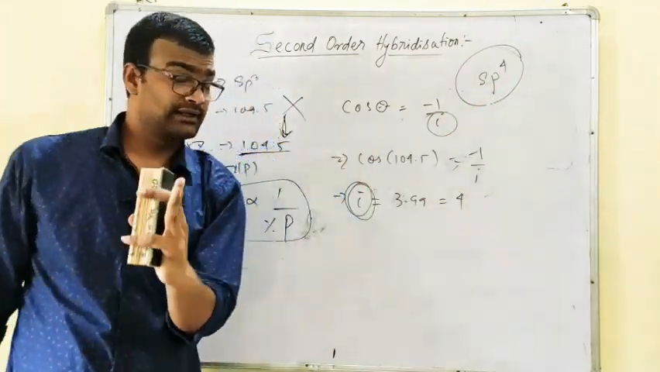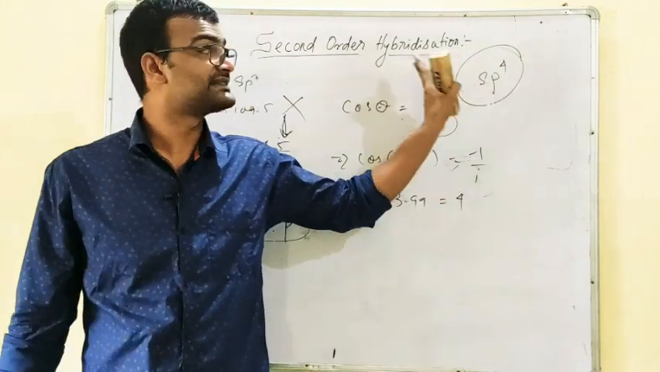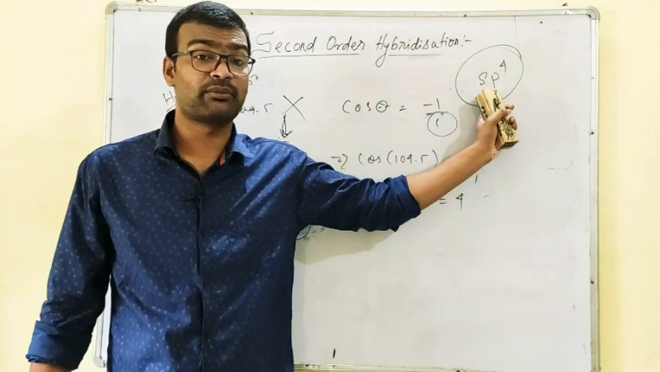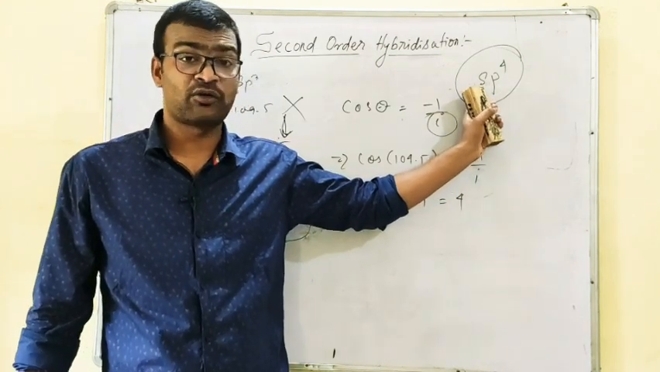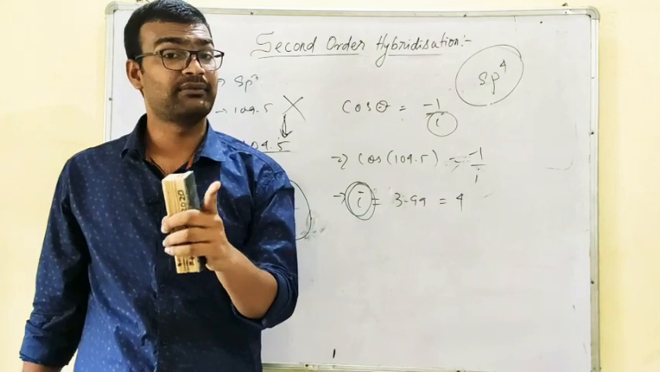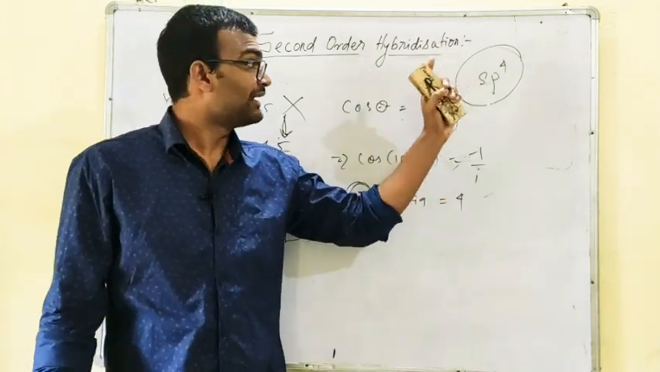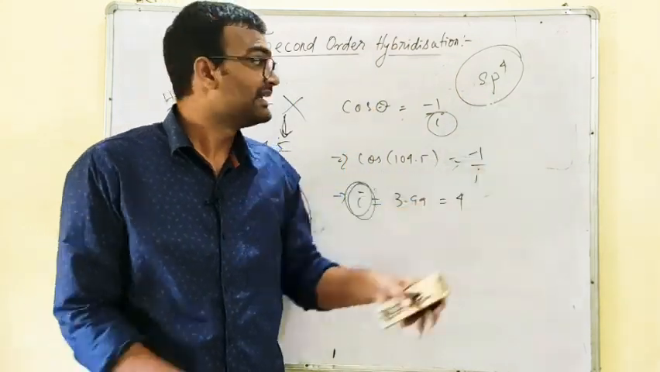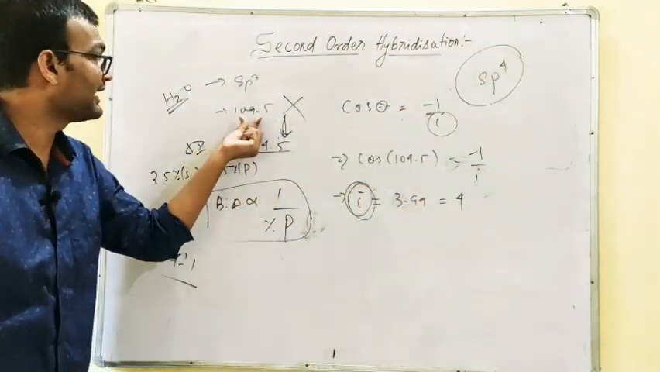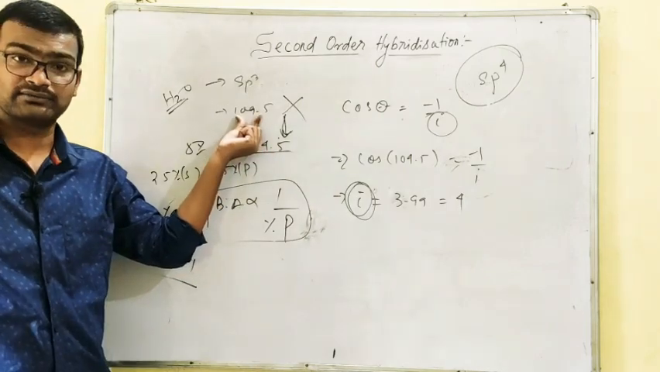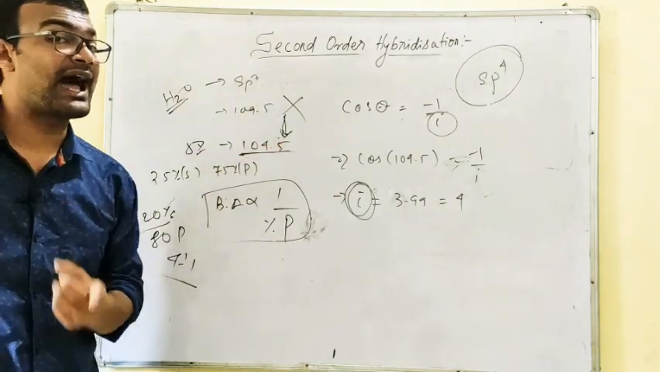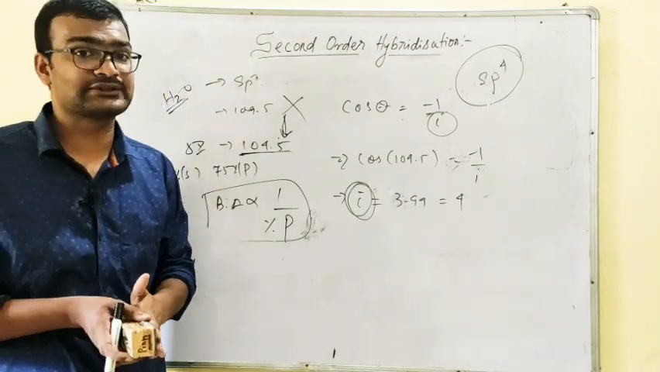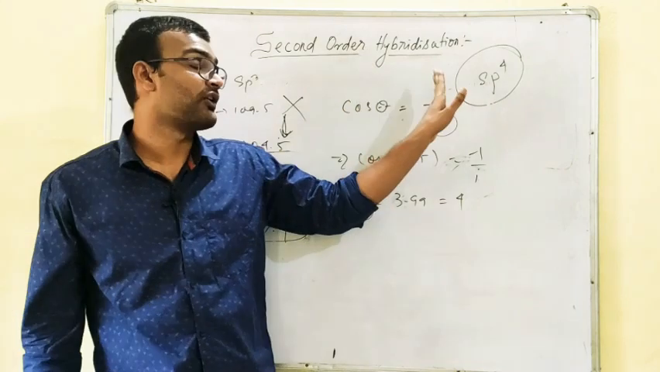So make one thing clear. The sp4 hybridization, or second order hybridization, does not mean the involvement of four p orbitals and one s orbital, because that is not possible, as there is no fourth orbital available in the p subshell. There is only a single meaning of sp4: it indicates that the bond angle has deviated from our ideal bond angle. The actual bond angle is not ideal, it is a deviation from the ideal bond angle. That's why we can assign second order hybridization.